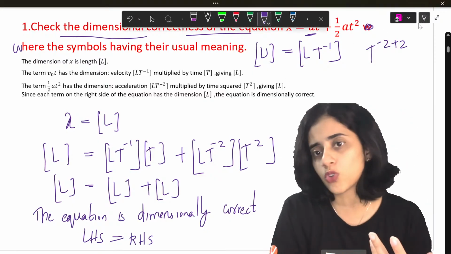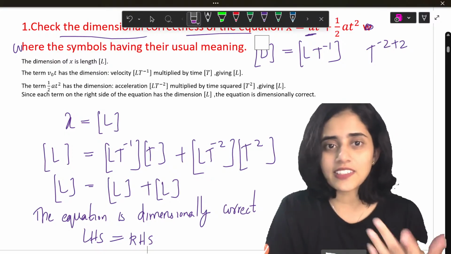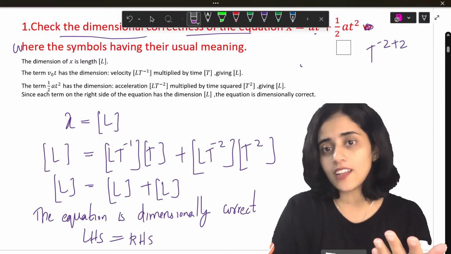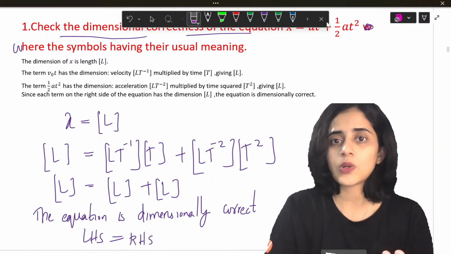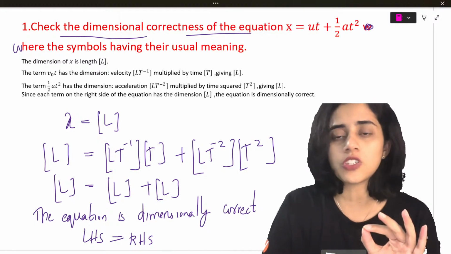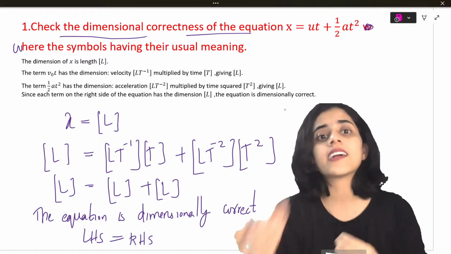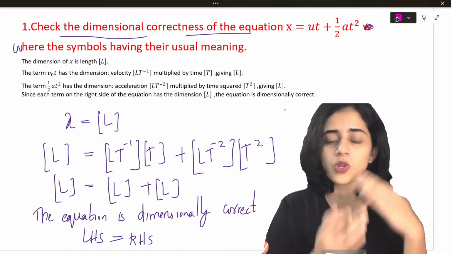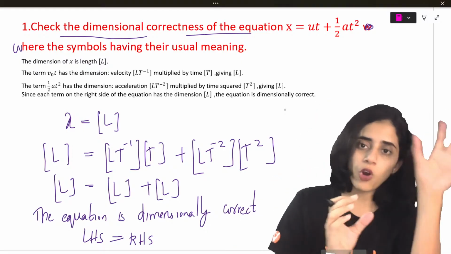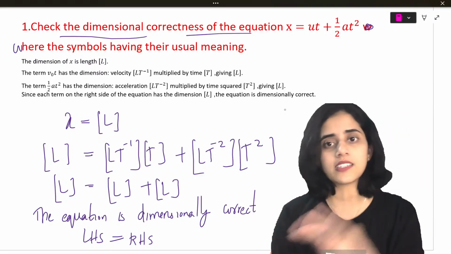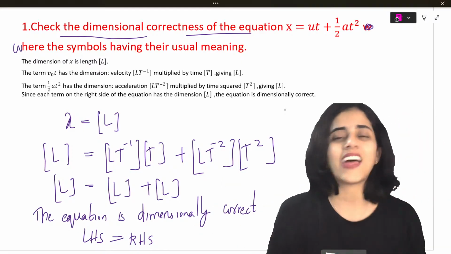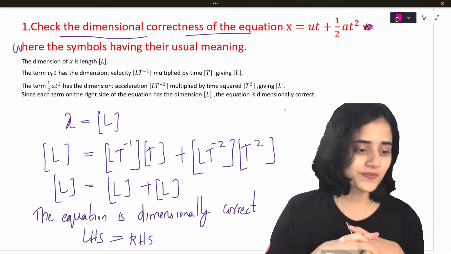Now, for people who don't understand my handwriting, I've typed out the answer as well. You can look at that as well. Okay, so you might not get the same equation. You might get a different equation and they might ask you to find out the correctness. So what you have to do is find out the dimensions for all the terms on the left side and the right side and make sure they are the same. That's all. Easy peasy. Okay?